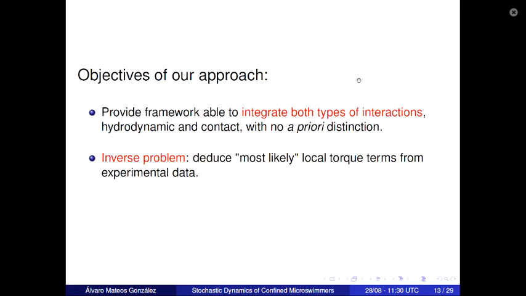So what we want to achieve is to provide a framework in which we may include both types of interactions, so hydrodynamic interactions and contact interactions, without giving any a priori discrimination between both types of interactions. So we want to solve some kind of inverse problem in which the reorientation torques will be deduced from the experimental data. How do we do this?